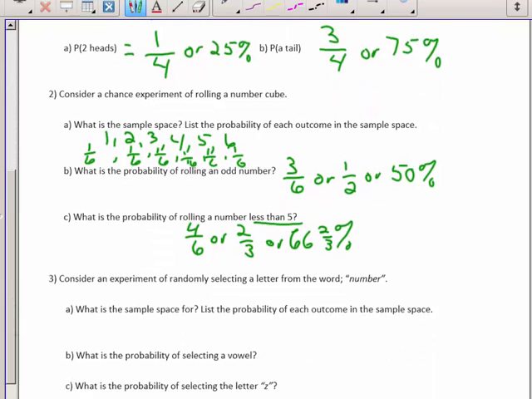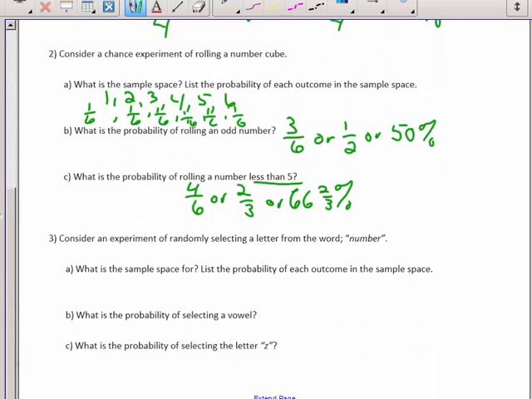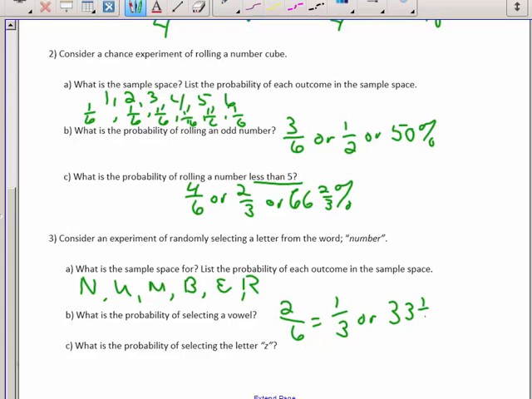All right, next one. Consider an experiment of randomly selecting a letter from the word number. What is the sample space? N, U, M, B, E, R. And I know Mr. Bush put those into set notation with the fancy brackets, but I'm not going to do that. So what is the probability of selecting a vowel? There's 2 vowels, and there are 6 letters altogether. So 1/3, or 33 1/3%. What is the probability of selecting the letter Z? Well, there aren't any Z's. So that's 0 out of 6.